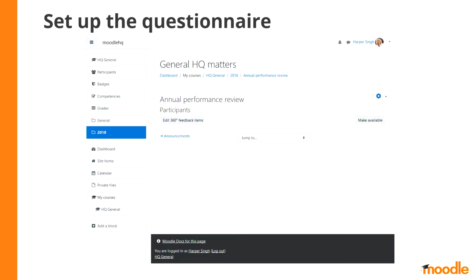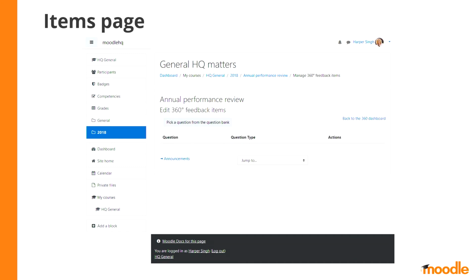So after saving and displaying the feedback, it's not yet ready. We have to set it up first. So we have to set up the questionnaire. To do this, we have to go to the 360-degree feedback items page. So here, this will be the display where the questions are listed. So we have to add questions first.